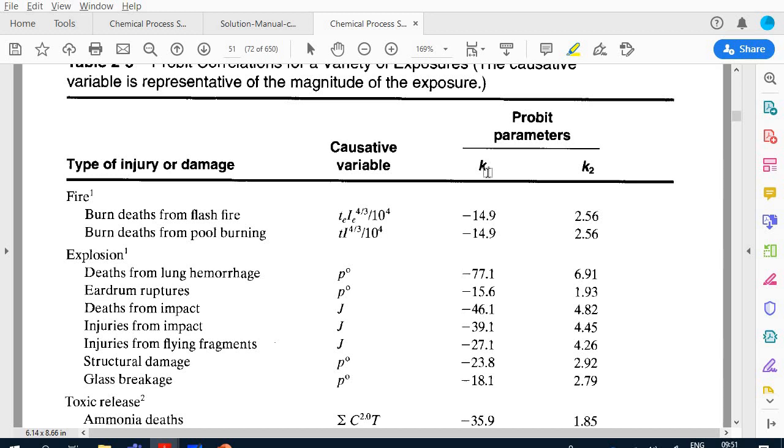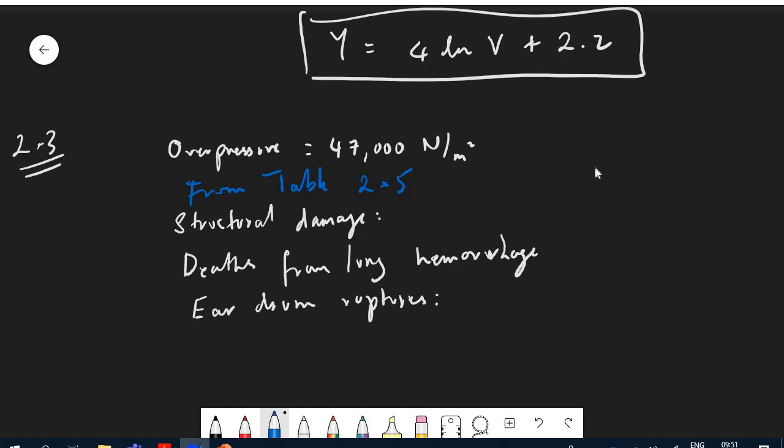So we do have the values of K1 and K2. What's the idea? What do we want to get to exactly? Because we need to know the whole idea of how to solve that question. We want to know the percentage affected, the percentage affected from the structural damage, the percentage affected for the deaths, and the percentage affected for who will have eardrum ruptures. To find the percentage affected, we need to find the probit.